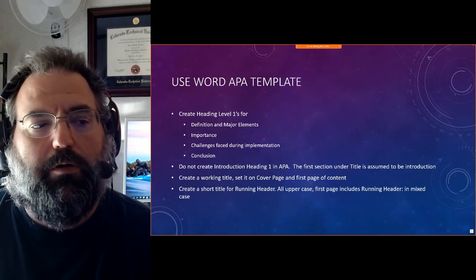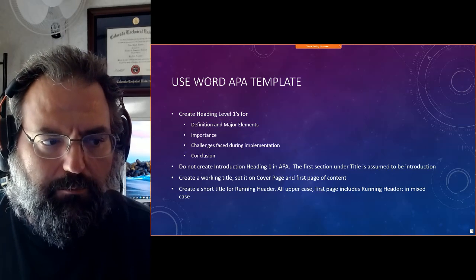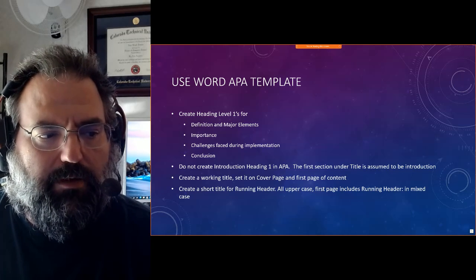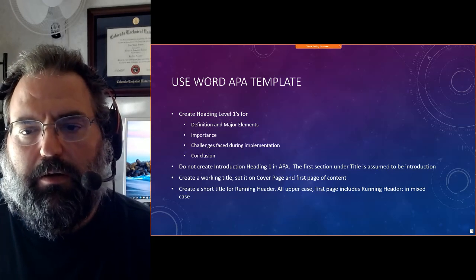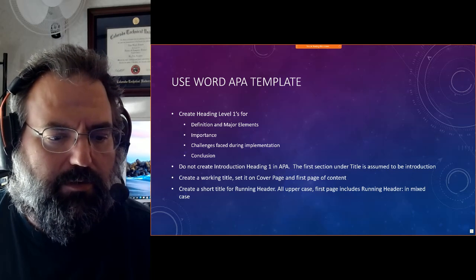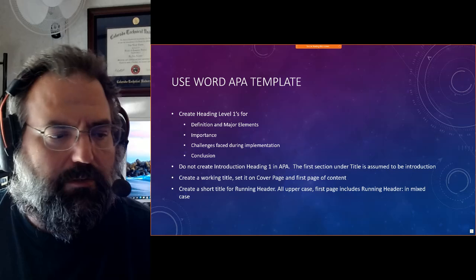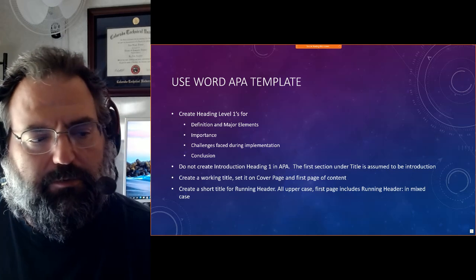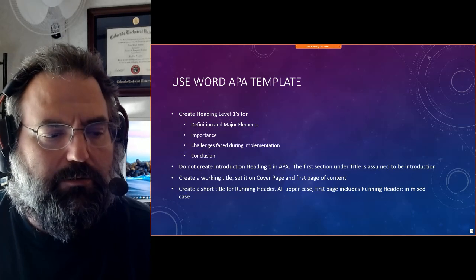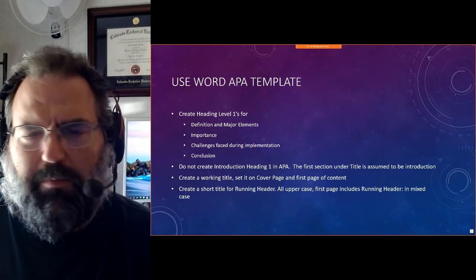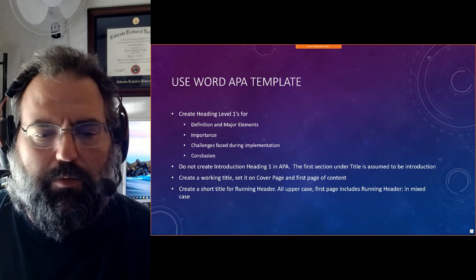You do want to use a Word template and basically heading level ones for your major elements. In this case, if you were writing a paper on the security implementation I mentioned earlier, you probably have something like definition, major elements, importance, challenges, and conclusion. There's not a heading level one in APA for introduction, so don't include one. It might be in your outline. It should not be a heading level one in your paper.